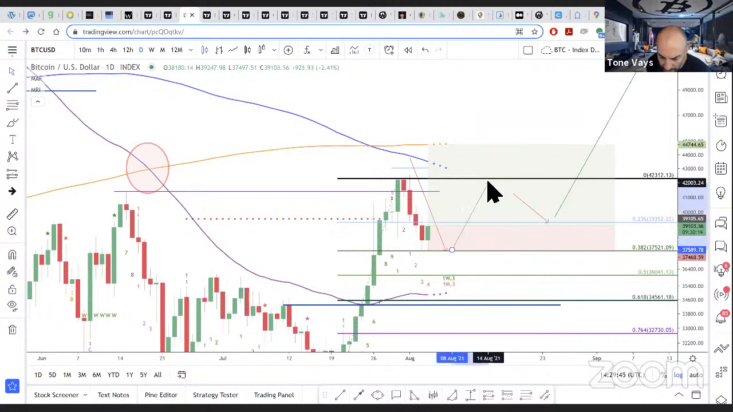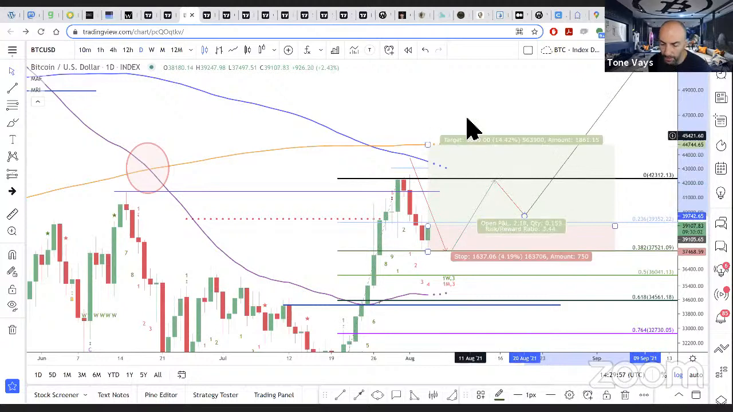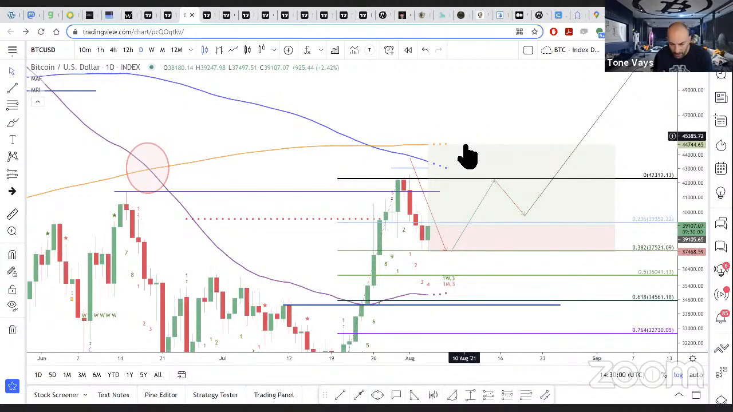Probably into the double top, then pulling back off the double top into a new 38% Fibonacci, followed by a nice fat breakout. That is my current plan. This plan can change in 15 minutes, okay?